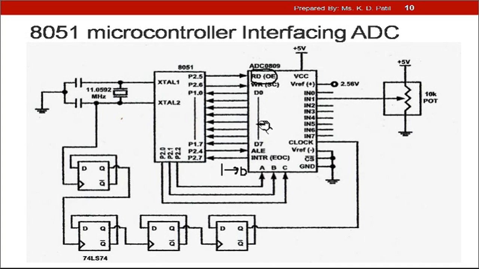The converted data, which is in the form of digital numbers, will be stored in the internal registers of 0808, and this pin will allow that data available in the internal register to move to the digital output pins, that is D0 to D7. And now through these digital output pins from D0 to D7, that data will be sent to the 8051 microcontroller through port P1.